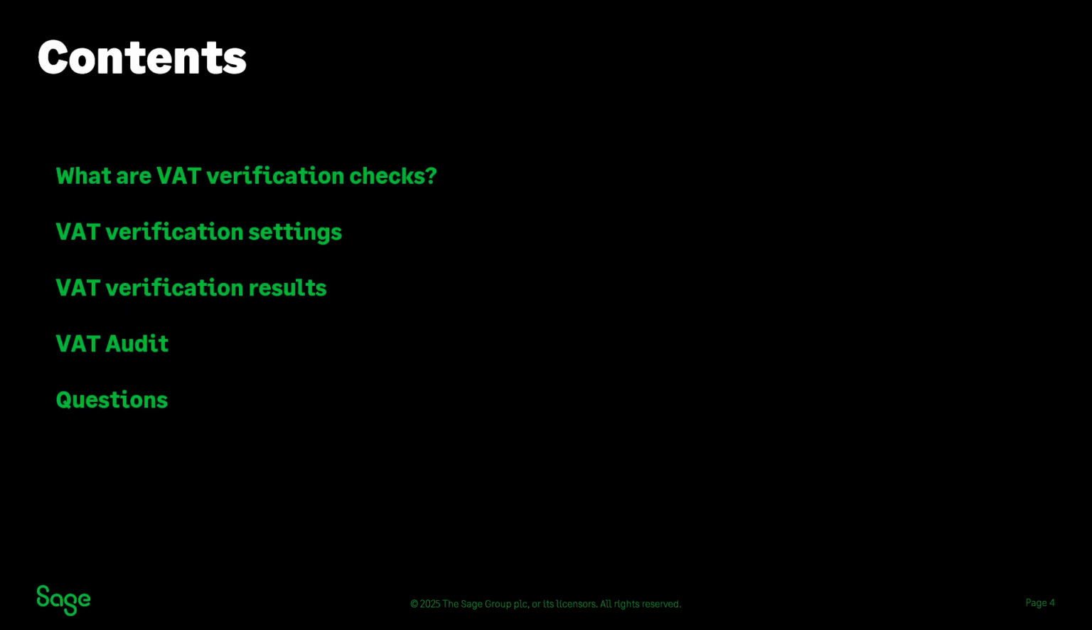Okay, so this is what we're going to be covering today. We are going to cover what the VAT verification checks are and what they mean. We will look at the settings and how you can deselect the ones that are not relevant to your business. We'll also talk about the results given by the checks, and then briefly talk about the VAT audit option towards the end as well. And do pop your questions in throughout the session, and we will see if there's anything that needs to be picked up towards the end.